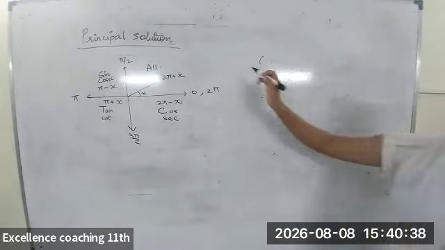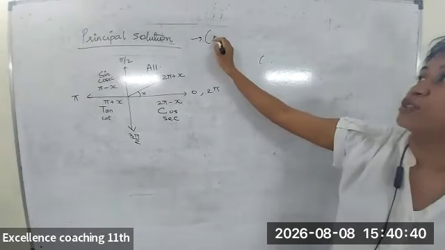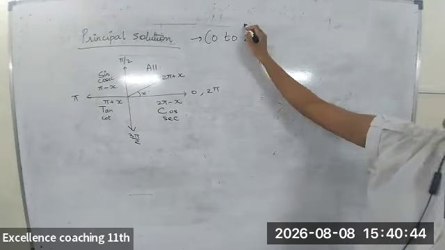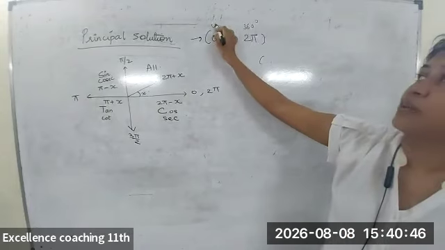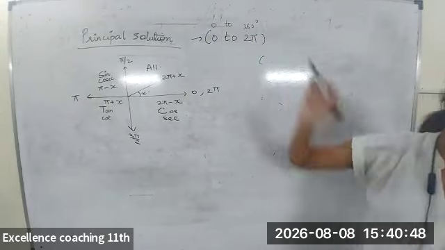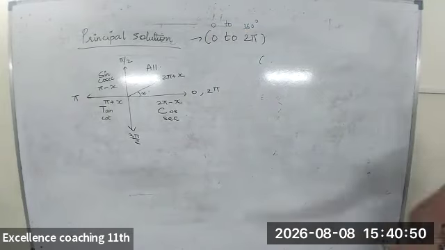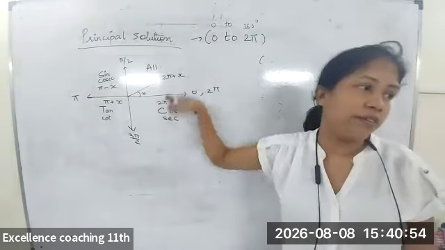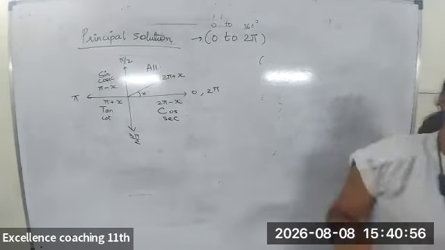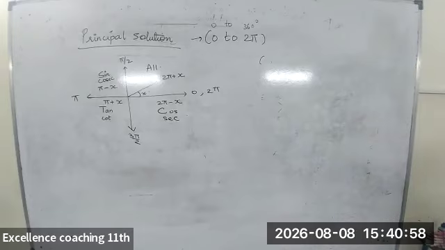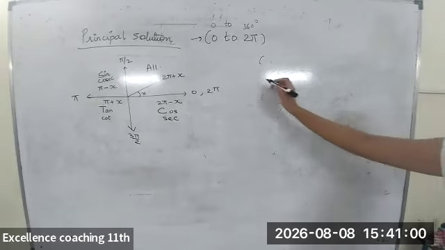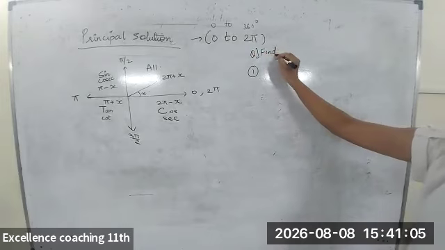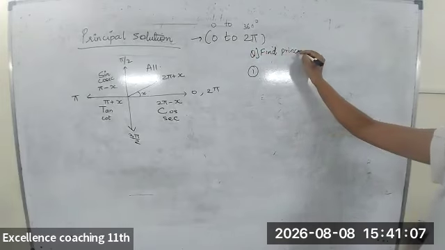Now principal solution means all the values which lie between 0 to 2 pi only. The answer should lie between 0 to 360, not more than that, whichever answers are there, like 30 plus 90, everything within this 360. So we'll start with the first problem. Question, you write: find the principal solution of the following.